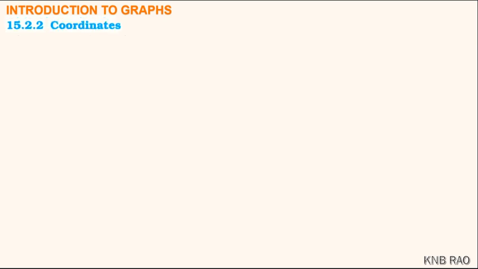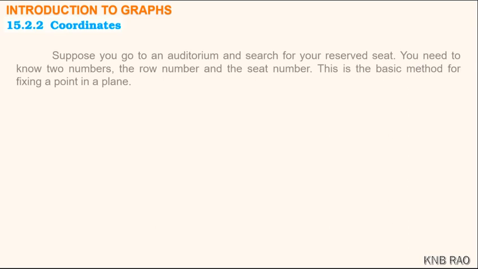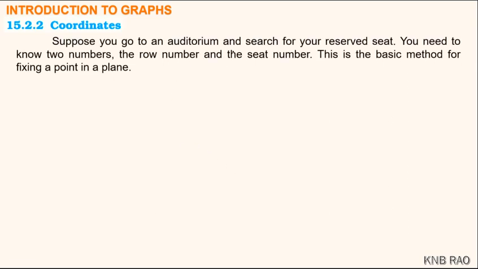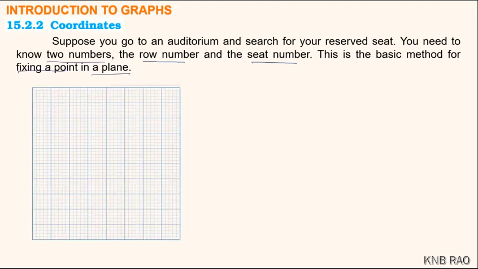See children, coordinates. Suppose you go to an auditorium and search for your reserved seat, or in a film theatre you want to identify your seat. You need to know two important numbers. What are the two important numbers? That is row number and seat number. This is the basic method of fixing a point in a plane.